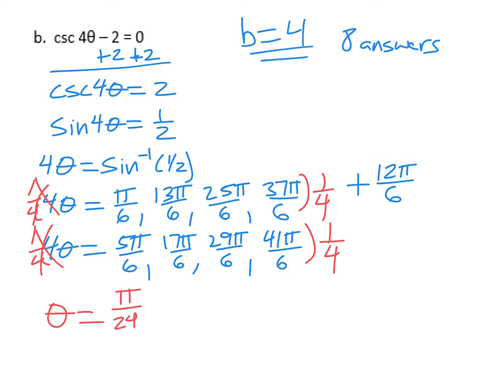Pi over 24. 13 pi over 24. 25 pi over 24. And how about 37 pi over 24? Again, you might be thinking, slow down. Way too fast. All I'm doing is switching the denominator to 24, right? I go down to the bottom here. I've got 5 pi, 17 pi, 29 pi, 41 pi, right? Those 4. All over 6, switch the 6 to 24, and you're good to go.